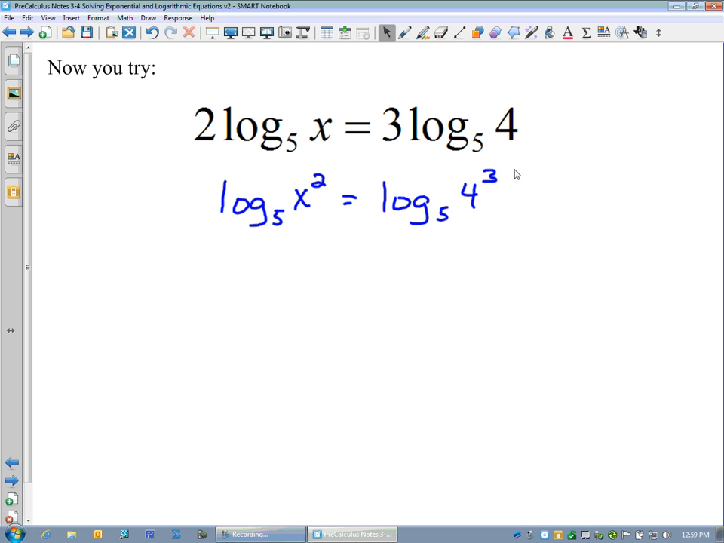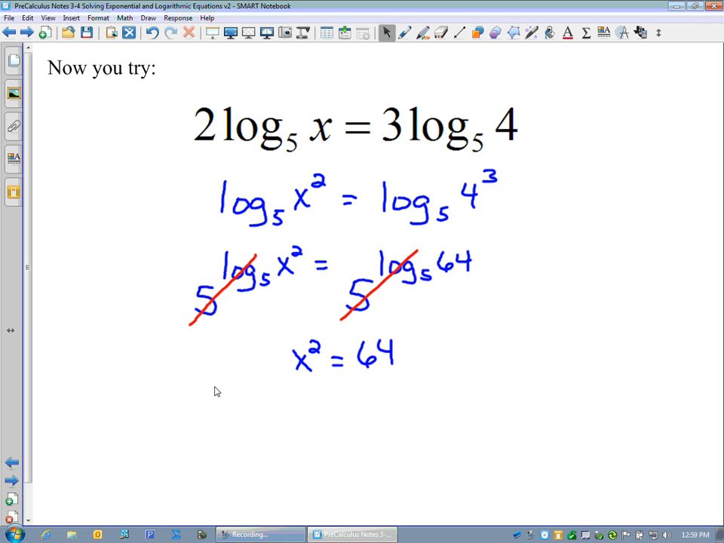I'm going to rewrite 4 to the third as 4 times 4 times 4, which is 64. So we have log base 5 of x squared equals log base 5 of 64. And now both logs are in base 5, which makes the exponentiation doubly good because we get a cancellation on both sides. So we have just left x squared equals 64.